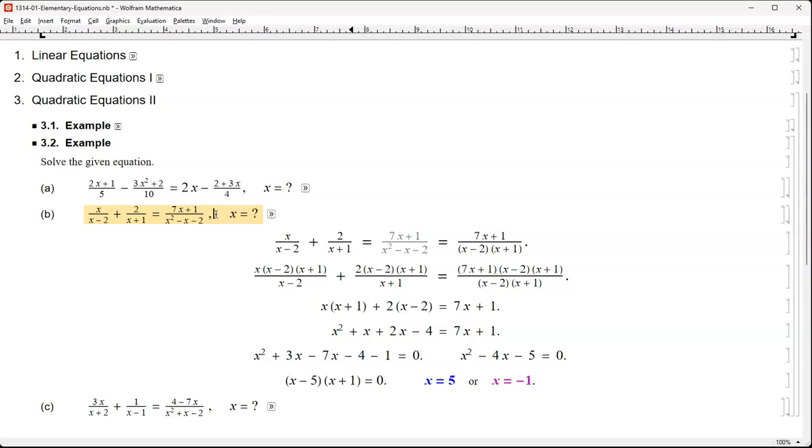If you plug in x equal to 5, it'll turn out okay. If you plug in x equal to negative 1, that's going to be a problem, because right here I have x plus 1, and we have x plus 1 here as well, and these are going to become 0. You cannot have 0 in the denominator. So this one here actually fails. This kind of solution is called an extraneous solution.